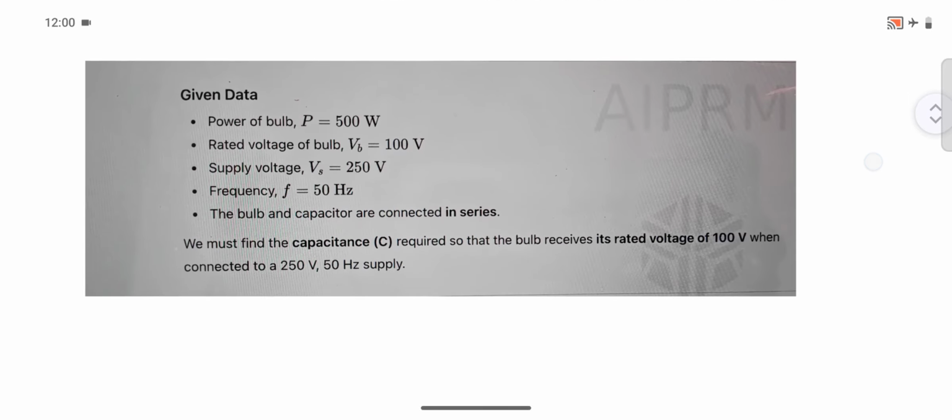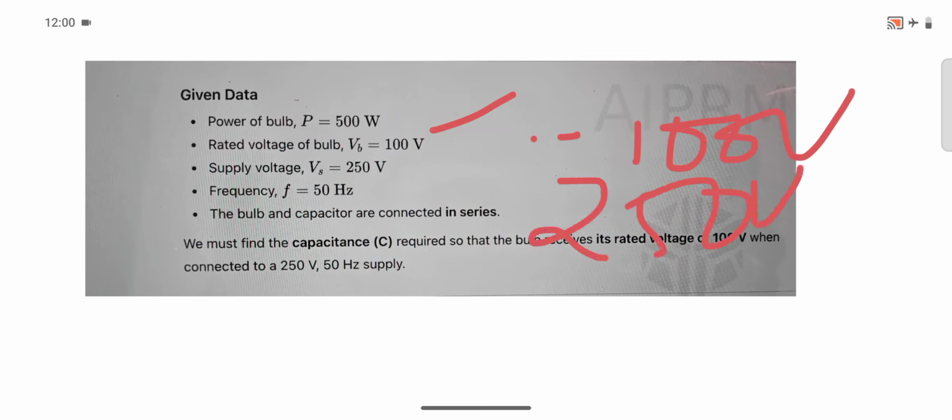So what are the data given? Power of the bulb is given 500 watt. Rated voltage how much? 100 volt. Supply voltage given 250. Frequency is given 50 Hz.